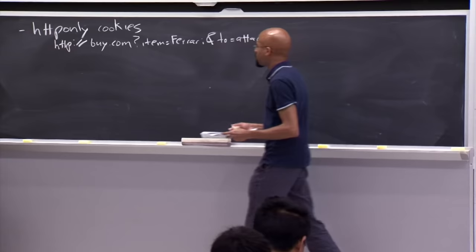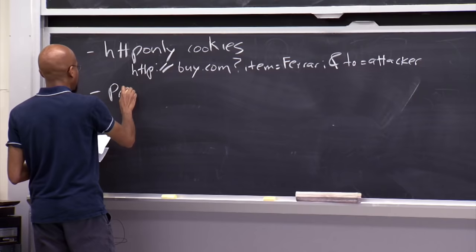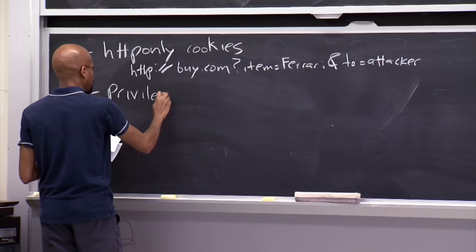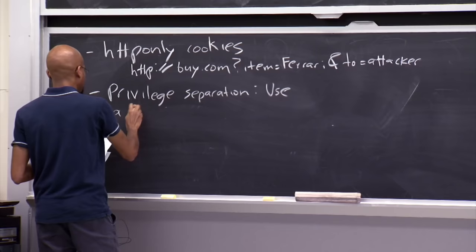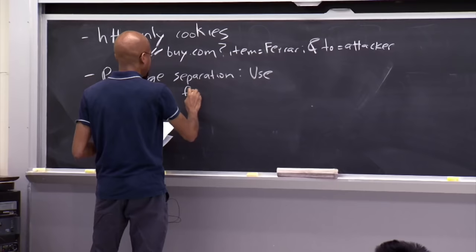Another thing that you can try to do to prevent these cross-site scripting attacks is privilege separation. The idea here is basically that you want to use a separate domain for all the content that is untrusted.